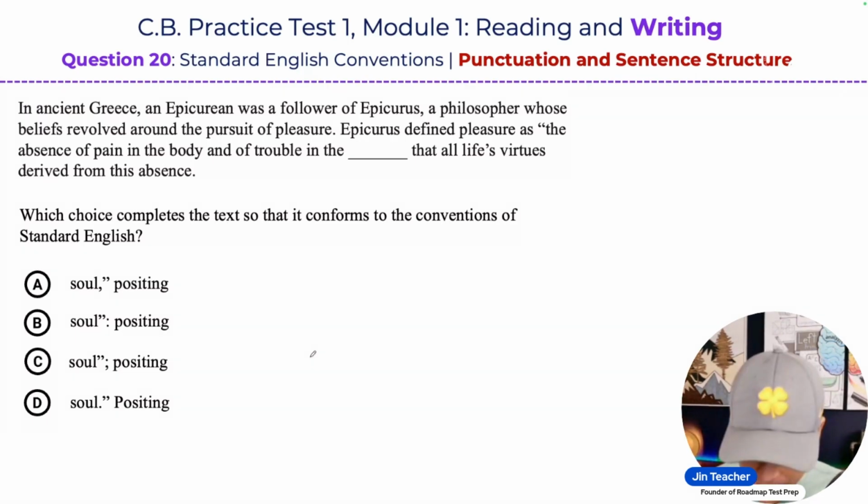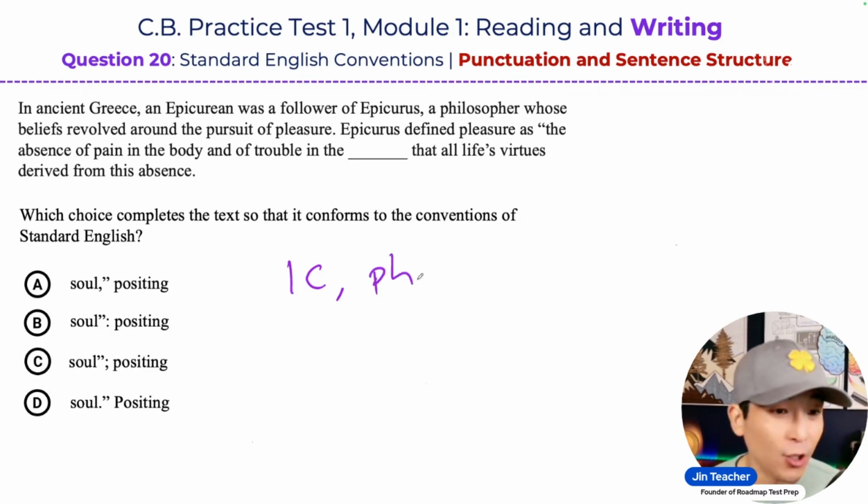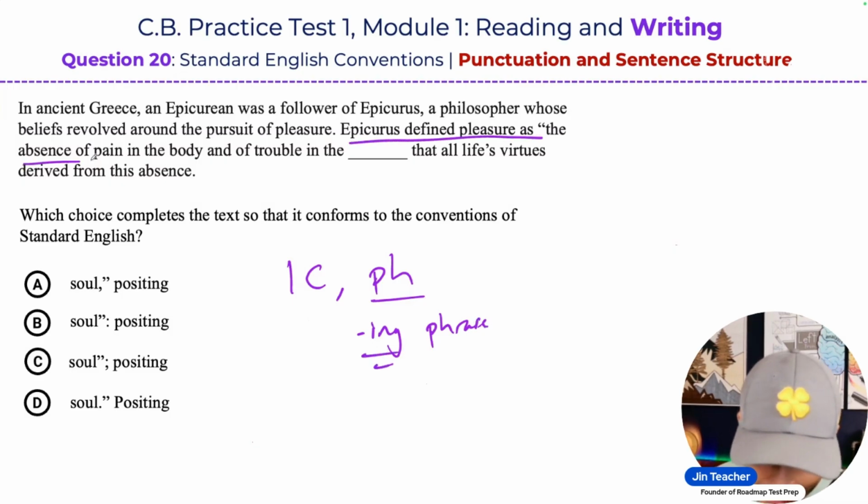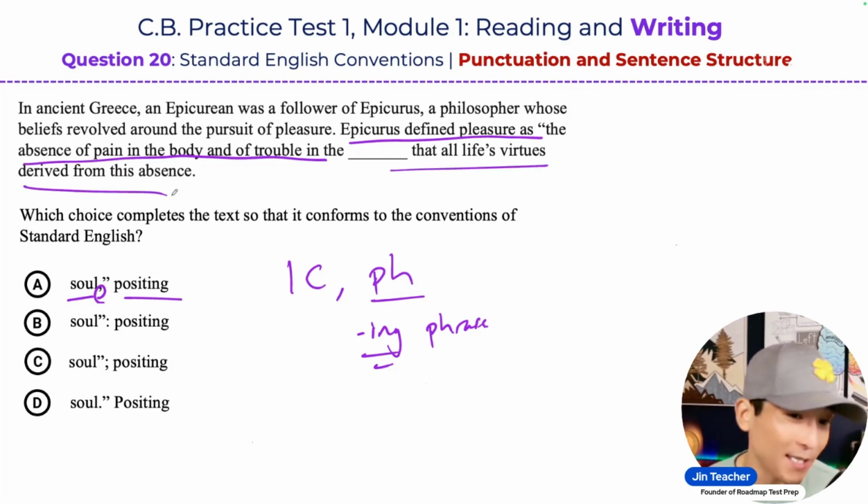The second tip is going to be this, you guys, yeah? Get used to this type of sentence structure pattern where the SAT likes to use an independent clause, an IC, then a comma, and then a phrase, right? Like you're going to see a lot of times these ing phrases, right? So you're going to have a complete sentence like Epicurus defined pleasure as the absence of pain in the body and of trouble in the soul. And then from there you have a comma, and then you have an ing phrase, right? Positing that all of life's virtues derived from this absence.